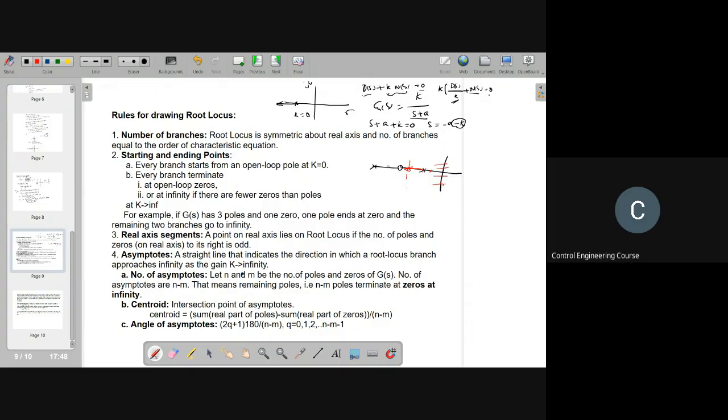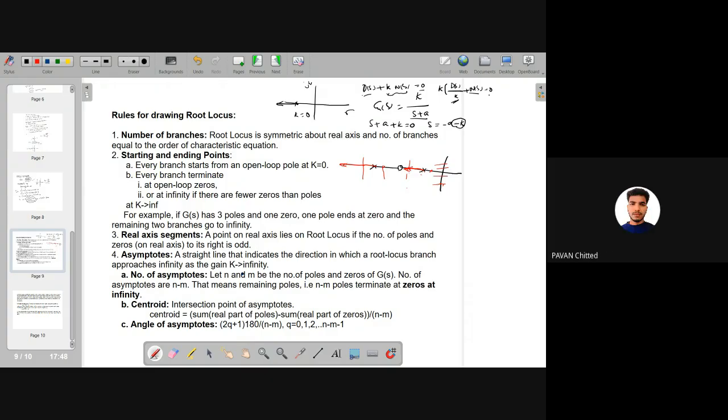Again, if you see here, the number of poles or zeros on the right of this test point is even. So that means there is no root locus here. Again, if you see here, there are three poles and zeros on the right. So there exists a root locus branch on the real axis from this point towards infinity. Is it clear?